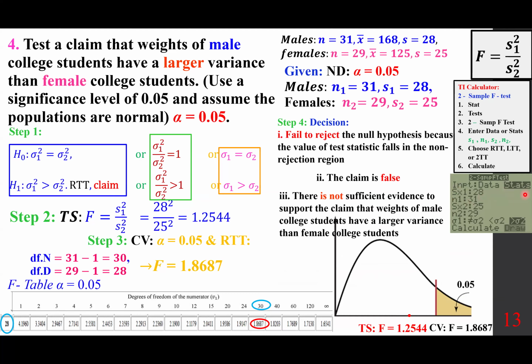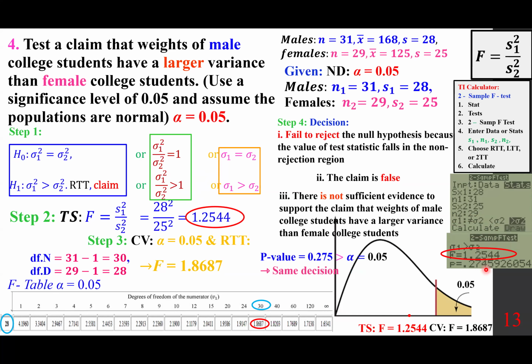S1, N1, S2, N2, and this is larger than. When we do that, here's what it gives us. Again, as chosen, sigma 1 larger than sigma 2. Notice this number. This is the test statistic. F is 1.2544. And what is this one? The p-value of 0.275, which is larger than alpha of 0.05. Same decision.